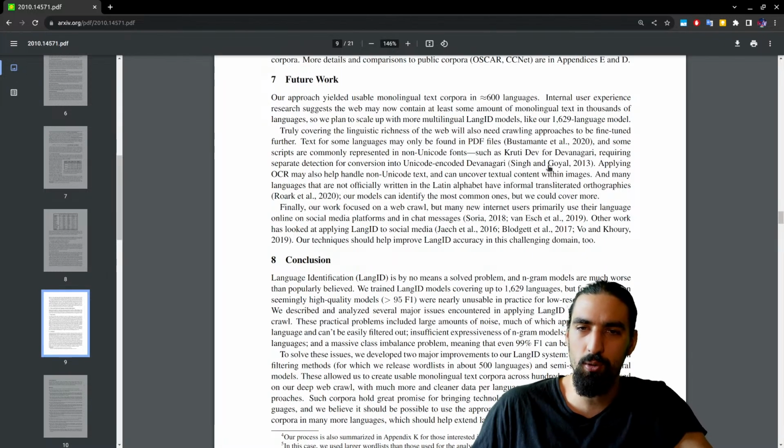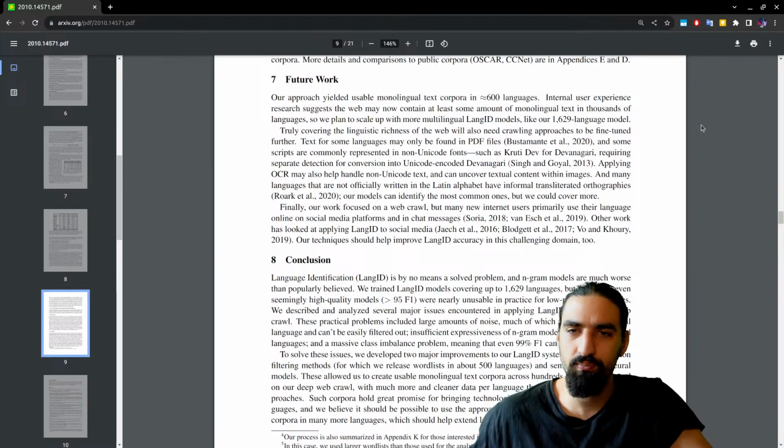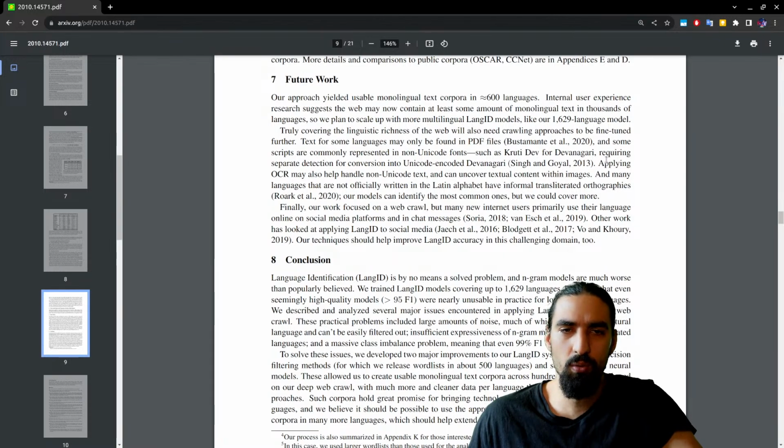Text for some languages may only be found in PDF files, and some scripts are commonly represented in non-Unicode fonts, such as CrutiDev for Devanagari, requiring separate detection for conversion into Unicode encoded Devanagari. Applying OCR may also help handle non-Unicode text and can uncover textual content within images. And many languages that are not officially written in the Latin alphabet have informal, transliterated orthographies. Our models can identify the most common ones, but we could cover more.